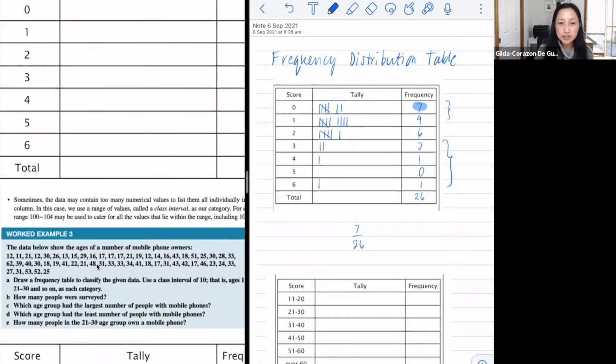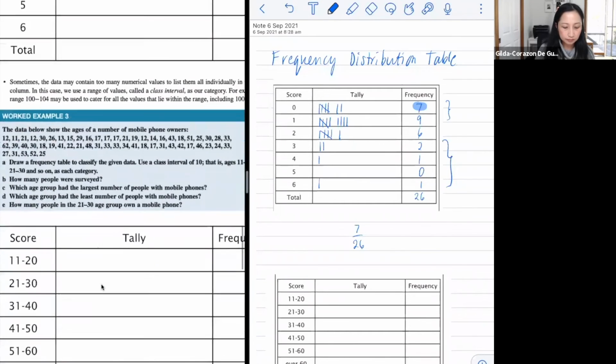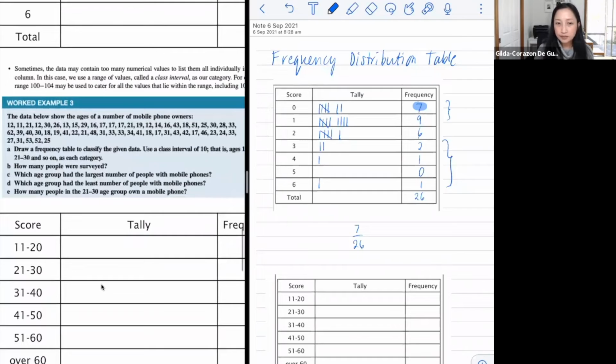What would be your lowest score? Your lowest score is? The lowest score would be? Is it 11? Yeah, the lowest score would be 11. And what's the highest score? The highest score is 62.